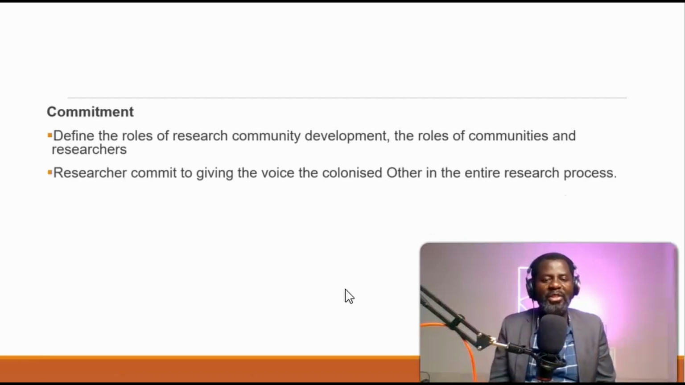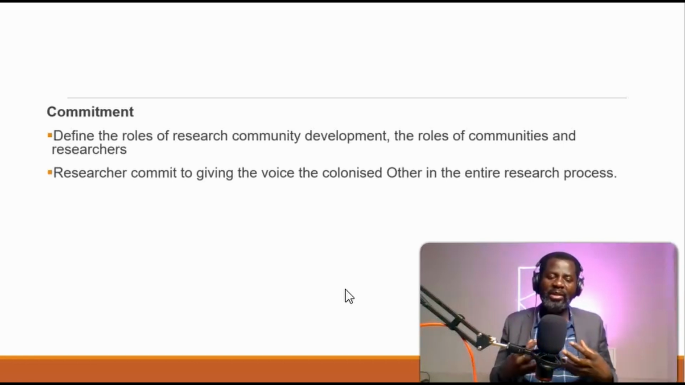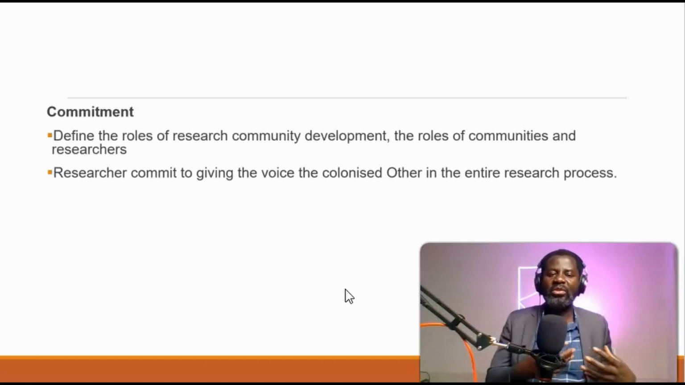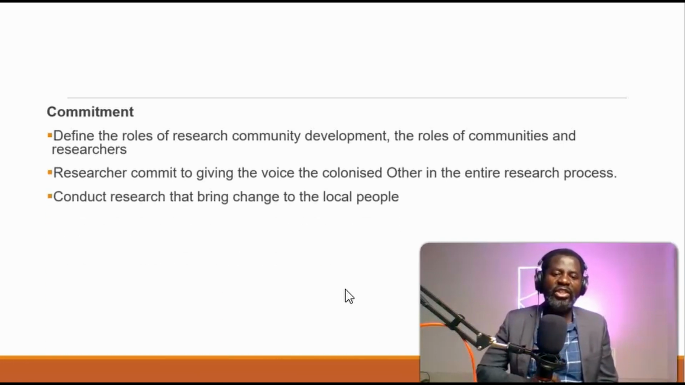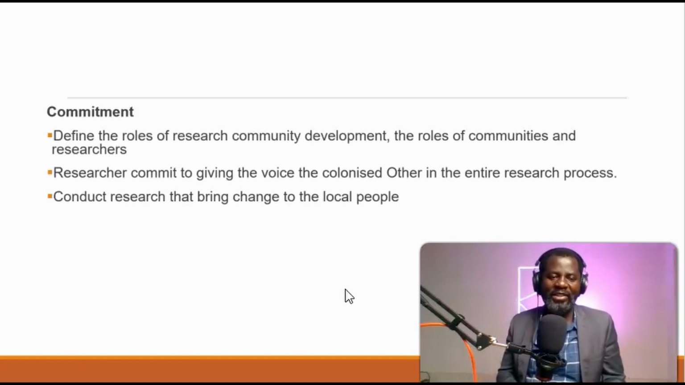The researcher must commit to giving the voice to the colonized other in the entire research process. So we need that commitment where the voice is given to the colonized other to talk about knowledge, to interpret the data so that the findings are relevant to the social and cultural context of African people. We need to conduct research that changes the local people. Like I said, if we're going to conduct research for the sake of fulfilling the requirements for the degree that we are doing, whether it be master's or PhD, and not changing community, then there is no need.